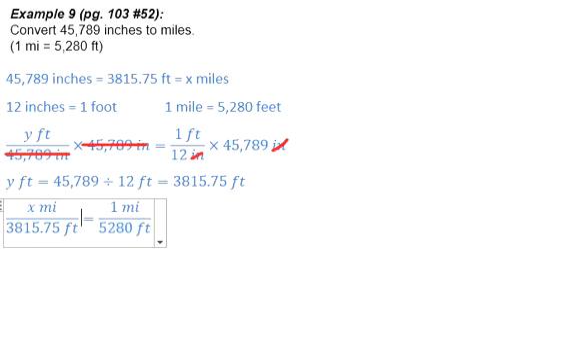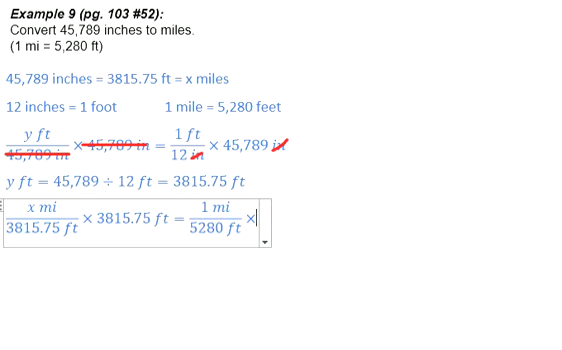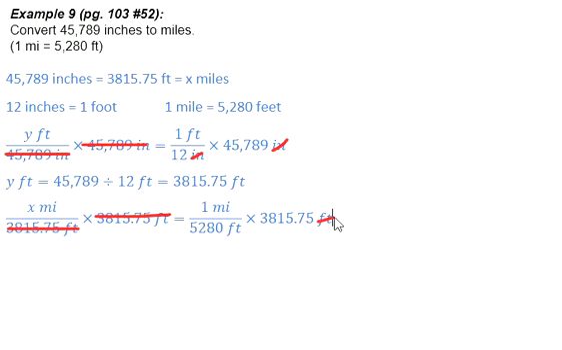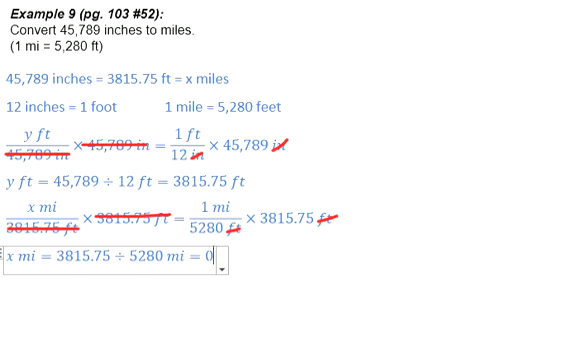So multiply both sides by this denominator, 3815.75 feet multiplied by the 5,280 feet. So as before, my denominator cancels out here, and only the feet unit cancels out. So I'm left with x miles is equal to 1 times 3815.75, divided by 5,280. And dividing that out gives me 0.72 miles.